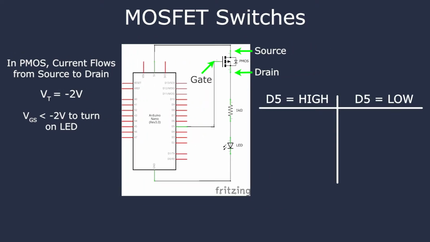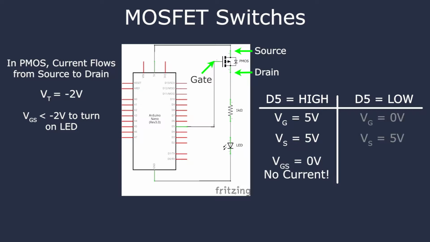If the digital pin connected to the gate is high, at 5 volts, then VGS is equal to 0, which means that the transistor is off. If the pin is low, at 0 volts, then VGS becomes equal to negative 5 volts, which is lower than VT, so current can flow.